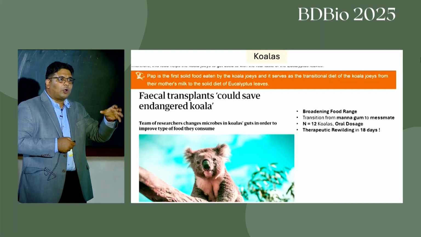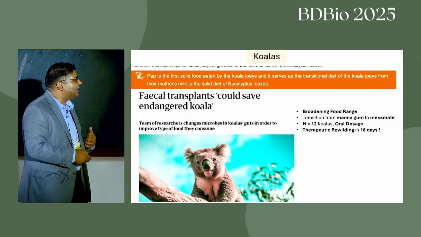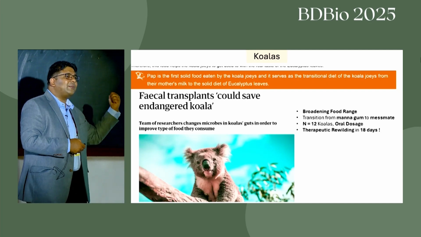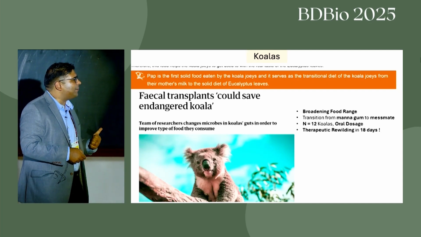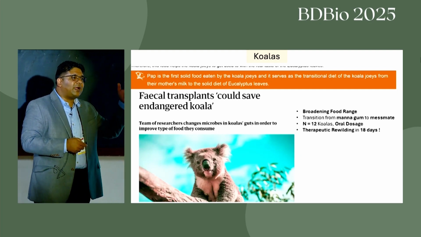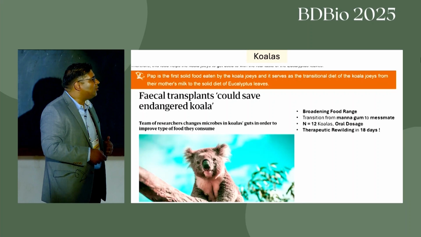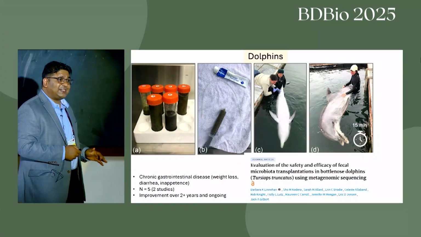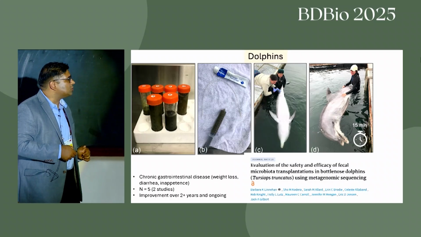So koalas from Eastern Australia who are eating a particular type of eucalyptus, manna gum, you have to rehabilitate them in Western Australia to eat another type of eucalyptus. Bam, what do you do? You give them the stool transplant of koalas who are able to digest this, through oral capsules. So again, it is being used extensively, and not just for koalas, also for dolphins.